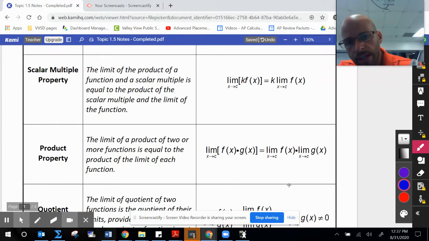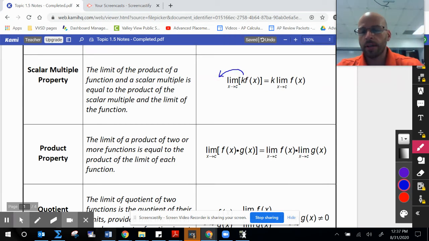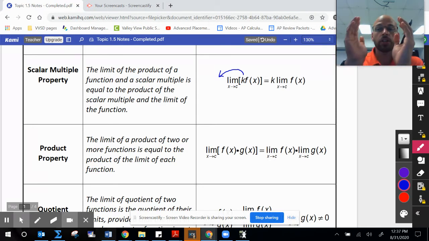Scalar multiple property. If you have a constant multiplier, so any real number value, we can take that real number value to the outside of the limit and just figure out the limit of the function itself and then multiply it by the constant at the end.